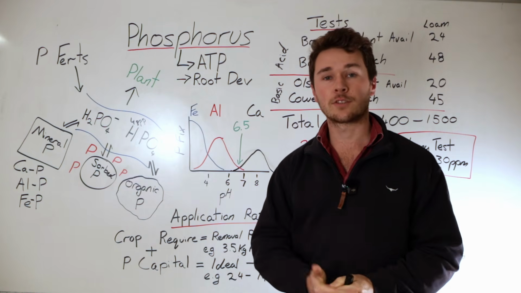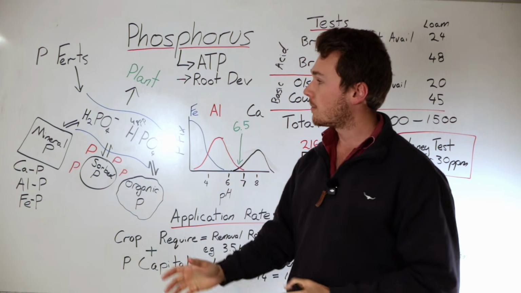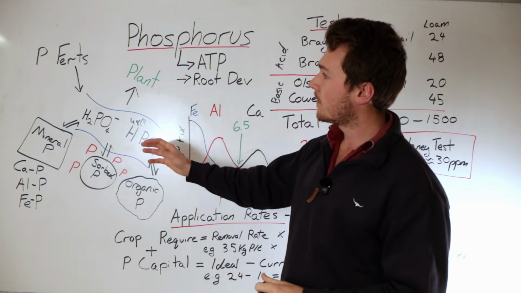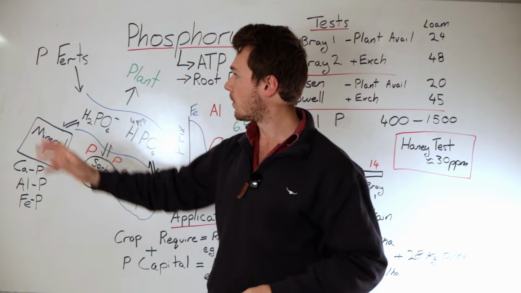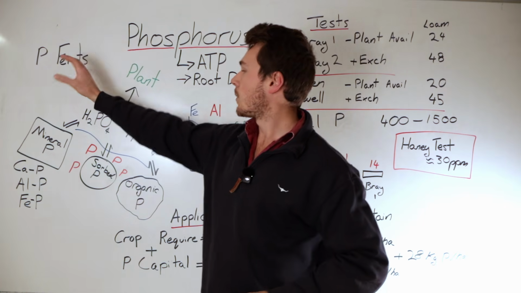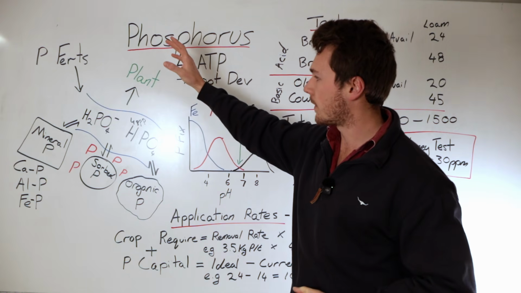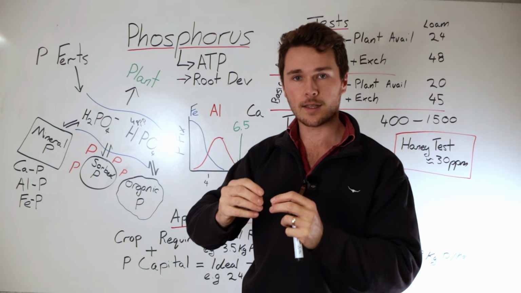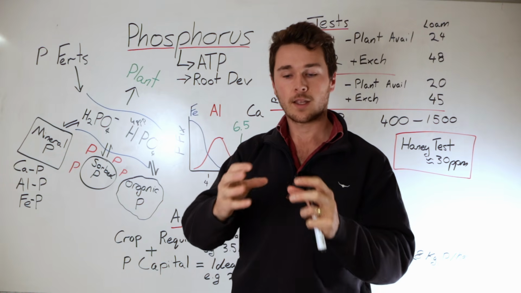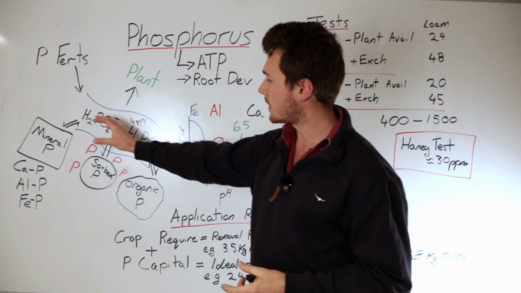Now that can be a bit of a challenge, especially when we're applying phosphorus, because when we apply phosphorus, typically the fertilizers that we apply are in a soluble form. So say we apply our super or a MAP or DAP, whatever, we apply it onto our soil, and then when it rains or it gets wet, it will solubilize into this water component.